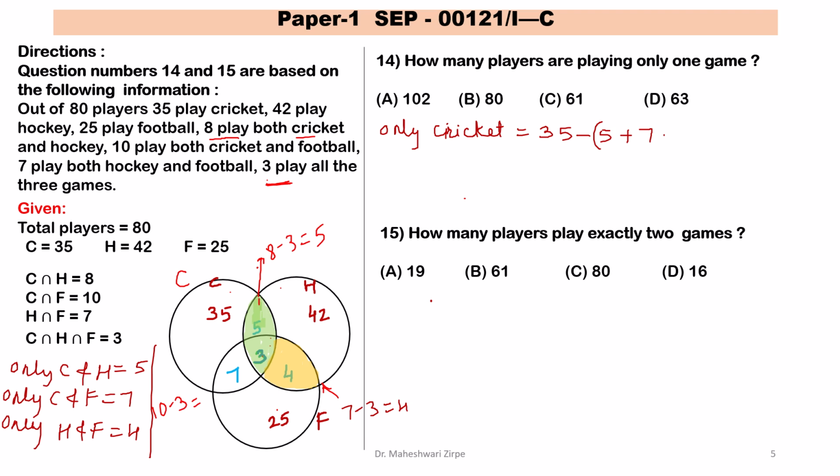Not 4, one second, only cricket, no, we are saying. So this part, 5 plus 3 plus 7, so it is 3. So if you remove these, can you see this part? Let me highlight this part.